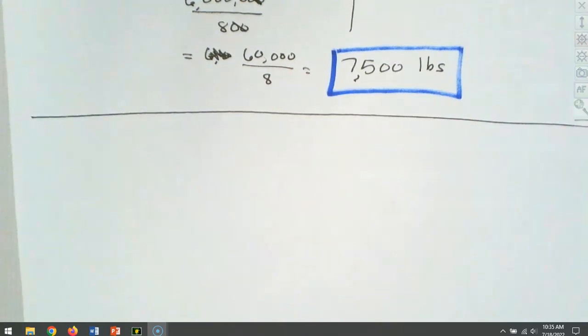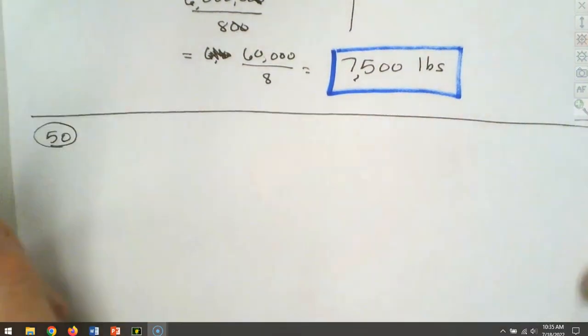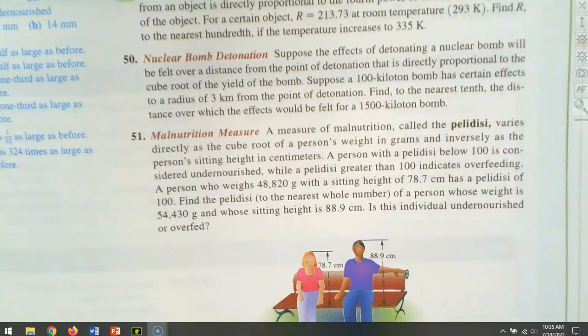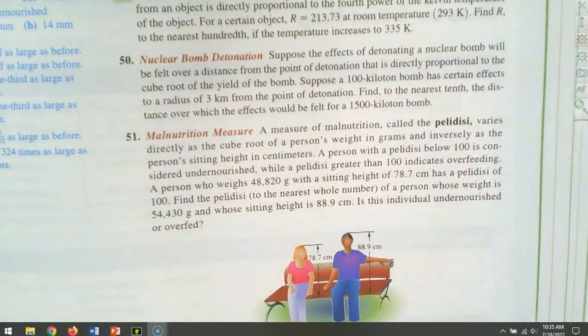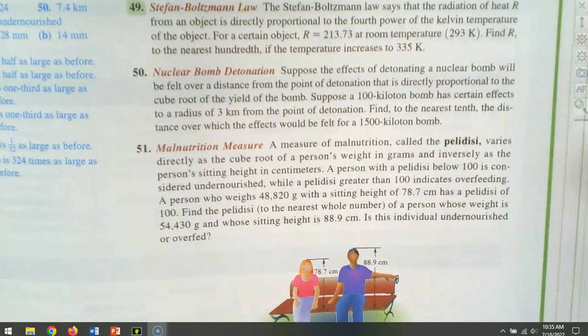Let's look here at question 50. And they're actually kind of neat to see how things relate to each other. So question 50. And this will be the last one that we're going to look at. So we'll take a break after this, come back, and we'll look at a different topic.